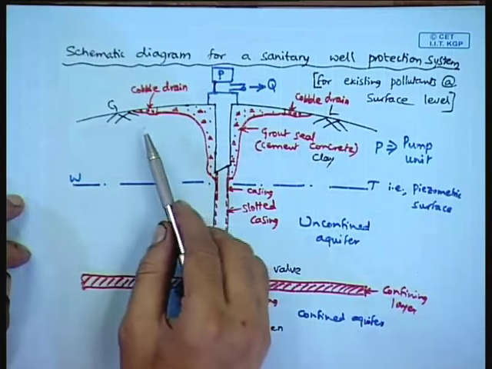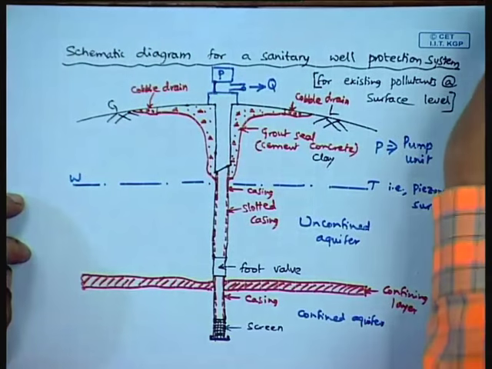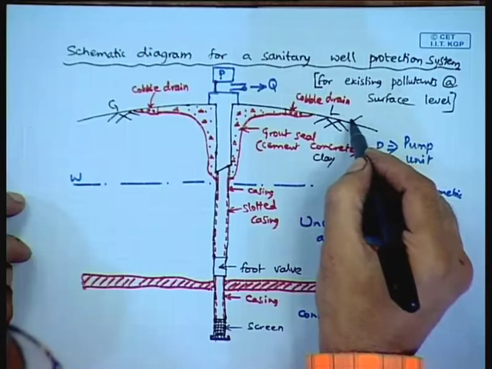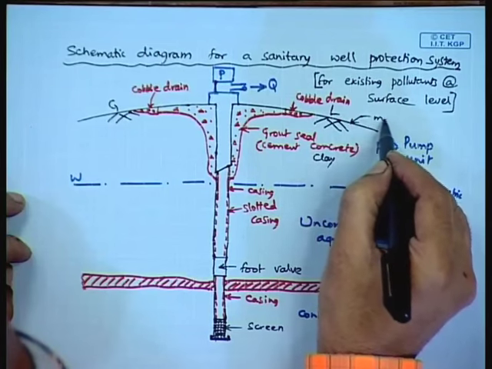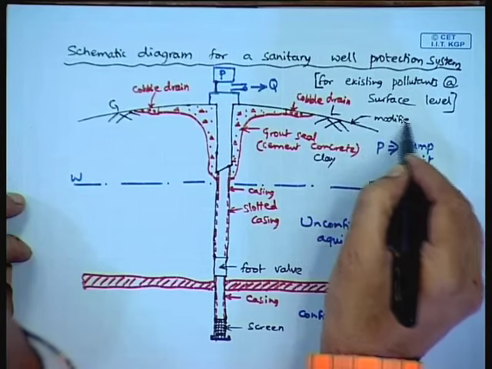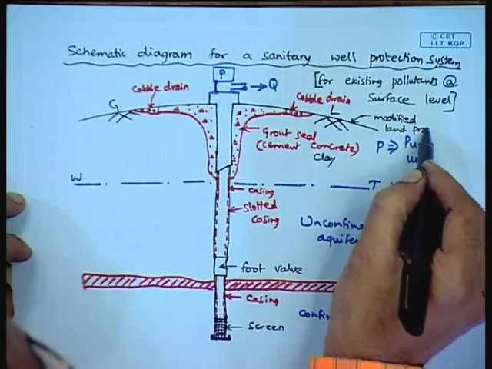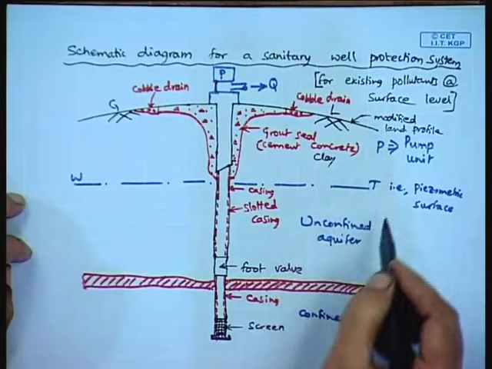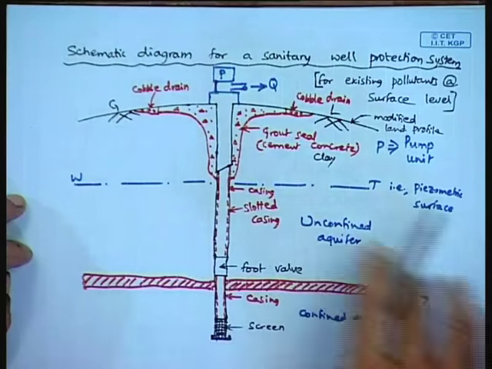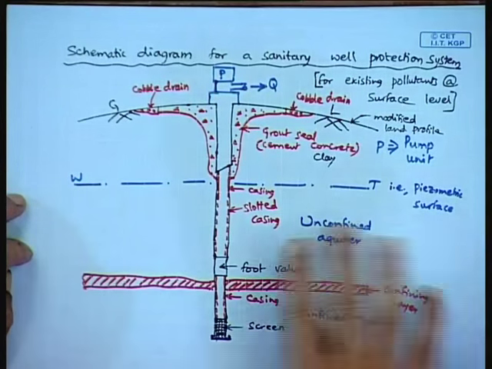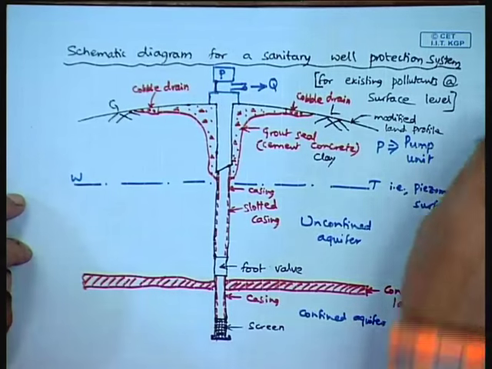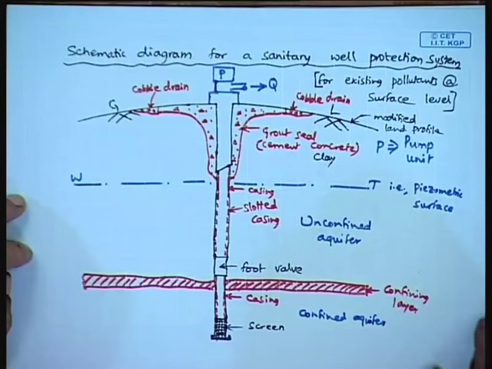Here let me also write, this is the modified land profile, or say ground profile, and then this grout seal as well as cobble drain will eventually succeed in preventing the water from this.